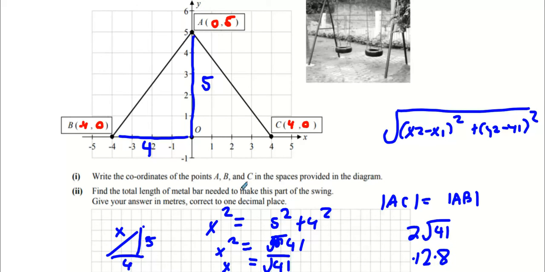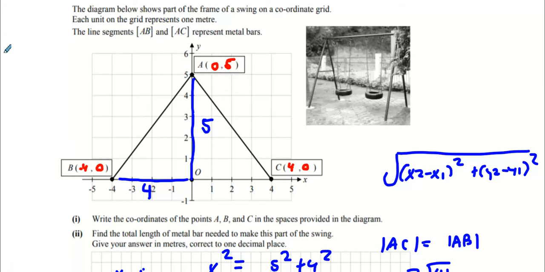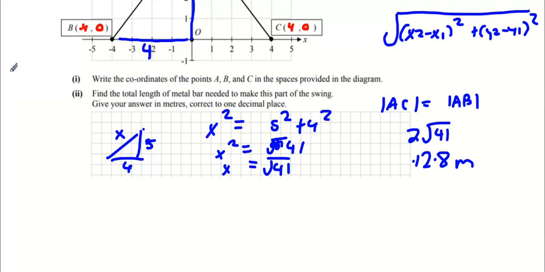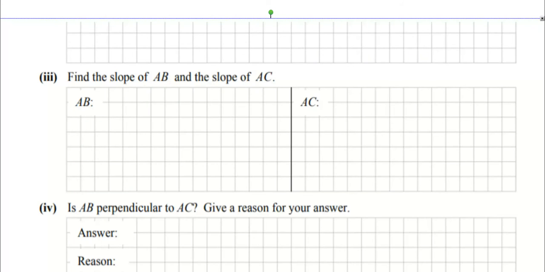I think is it in centimeters? It's in meters, so 12.8 meters. Okay, good job. Now, let's move on to the next part. Find the slope of AB and AC.